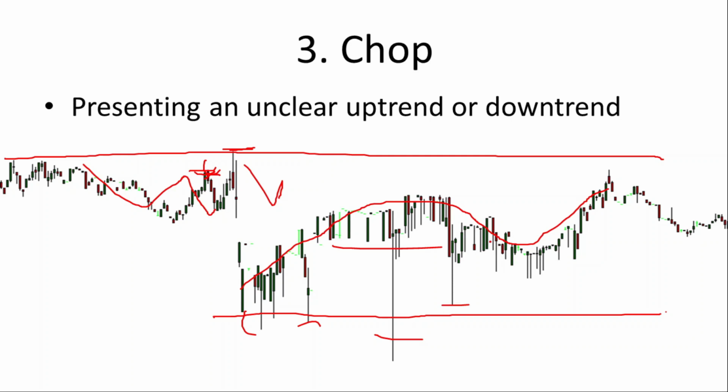So after some practice coupled with a little bit of experience, you should be able to easily identify whether you are in a trend, you are in a range, or you are in a choppy market phase.